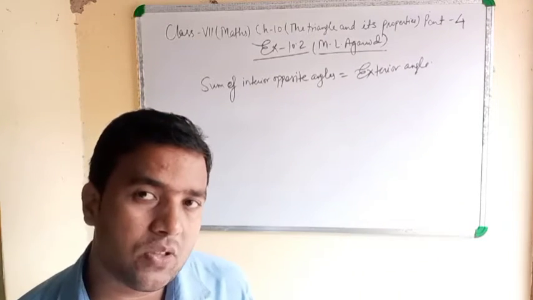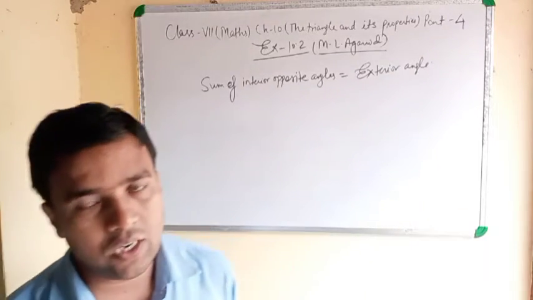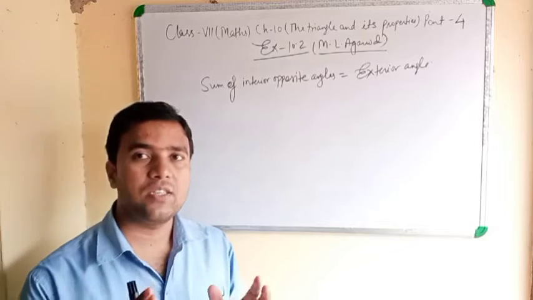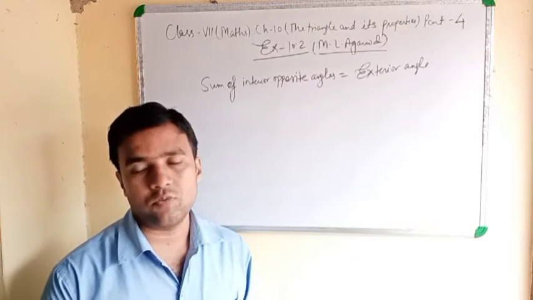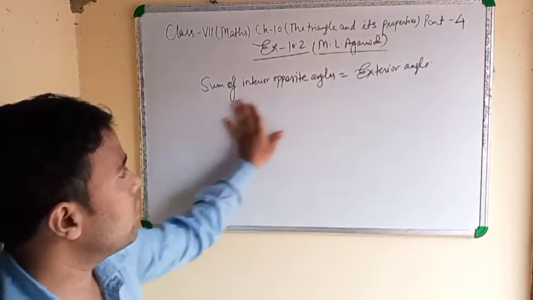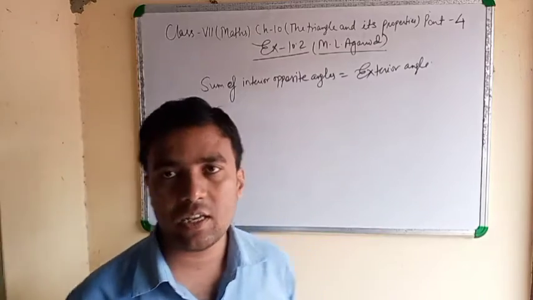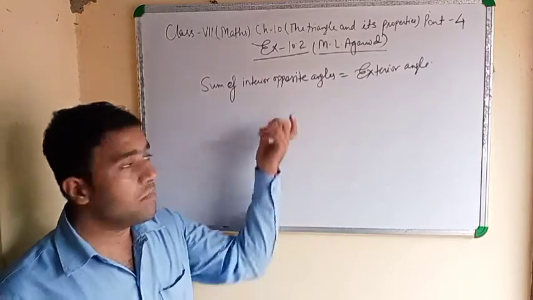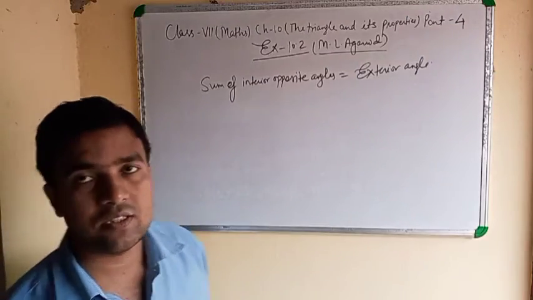Means if process is same, digit is changed, you can do this. But if digit is not changed, same as you have done in NCERT, you will not do. Clear? This formula I told you, sum of interior opposite angle equal to exterior angle. On the basis of this formula, you can solve all the questions in exercise 10.2.